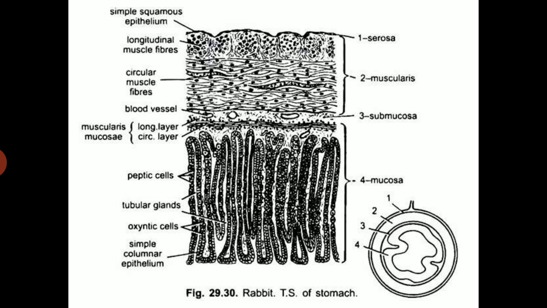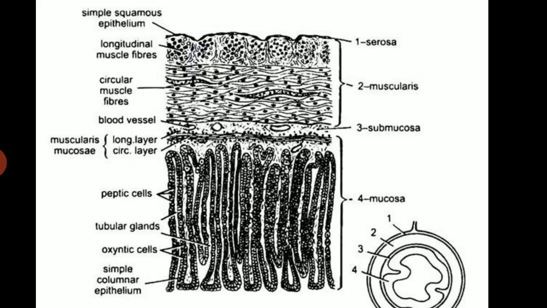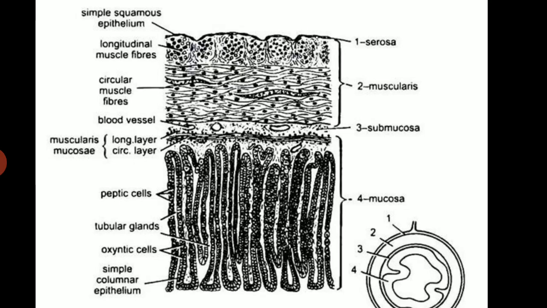These glands are made up of a variety of secretory cells. These include parietal cells, chief cells, mucous neck cells, and enteroendocrine cells. Now, this you have to see in the diagram.